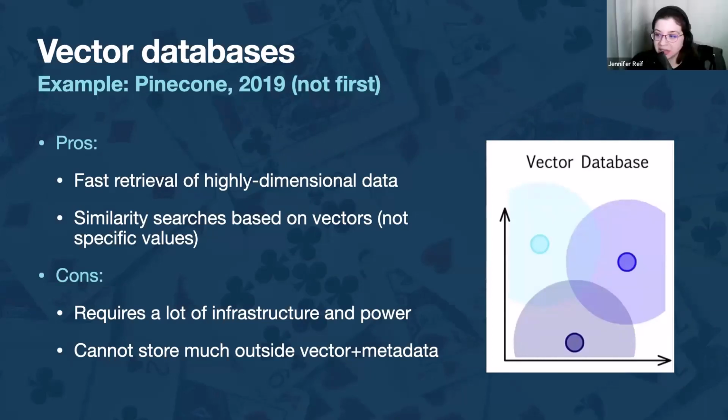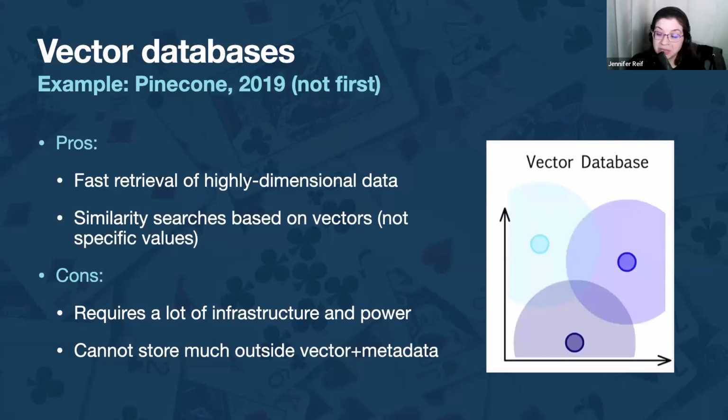Pinecone is really the highlight database that has been, I'd say, made most popular in this space. It's not the first, but definitely took the world by storm. The pros here is vector databases are going to have very fast retrieval of highly dimensional data. So we talked about embeddings having multi-dimensions or features or characteristics, right, that are represented in that number. It's going to allow retrieval of that stuff to be very fast.